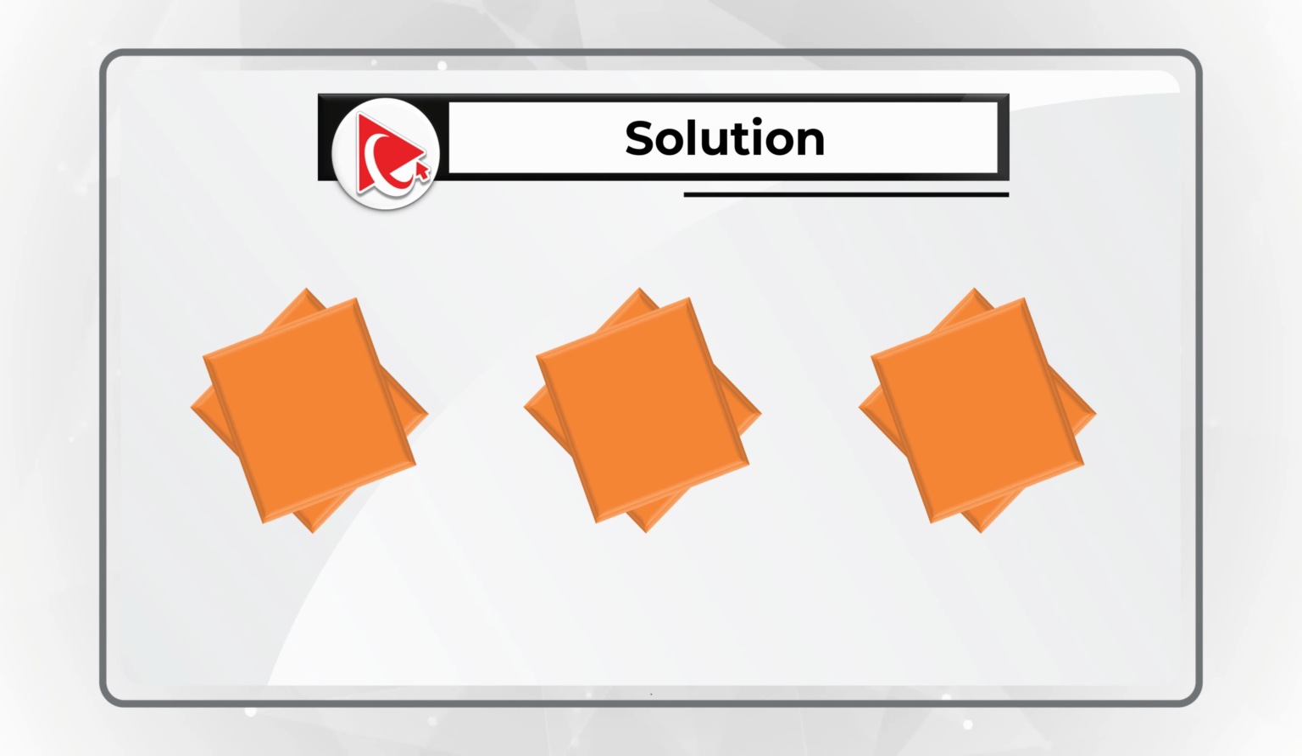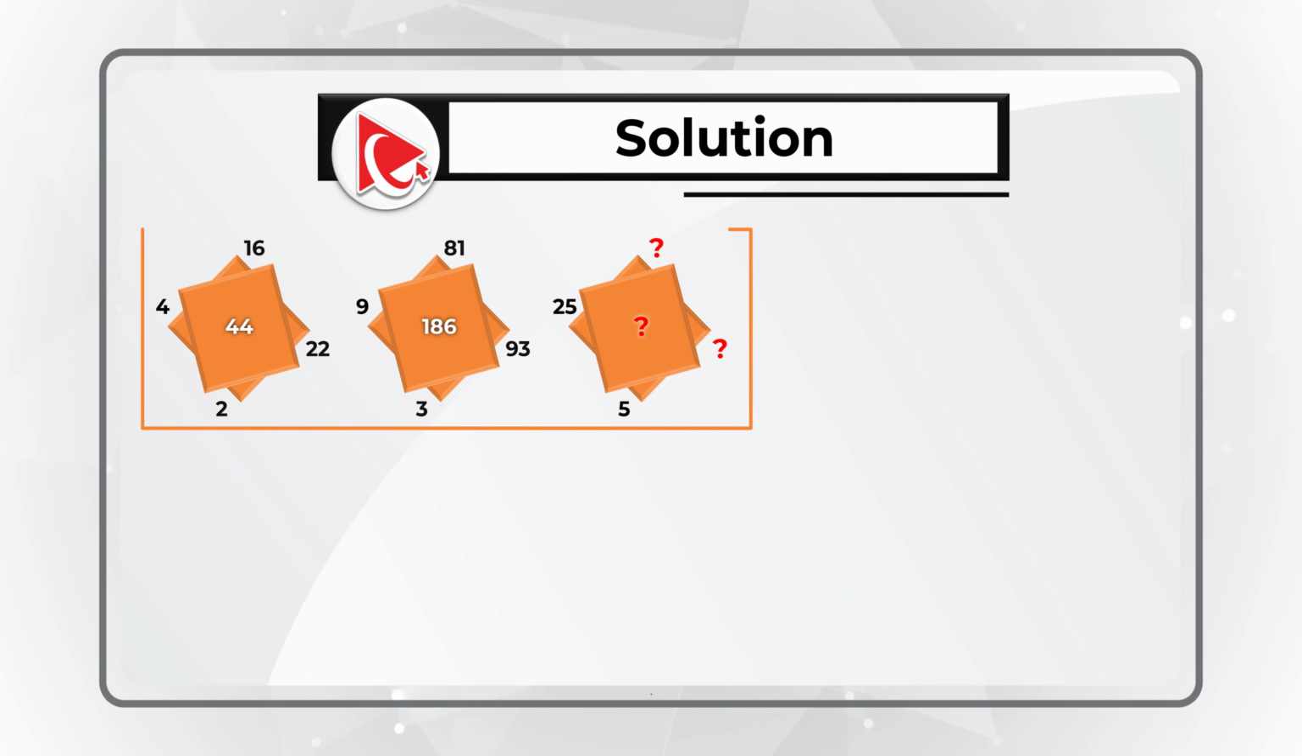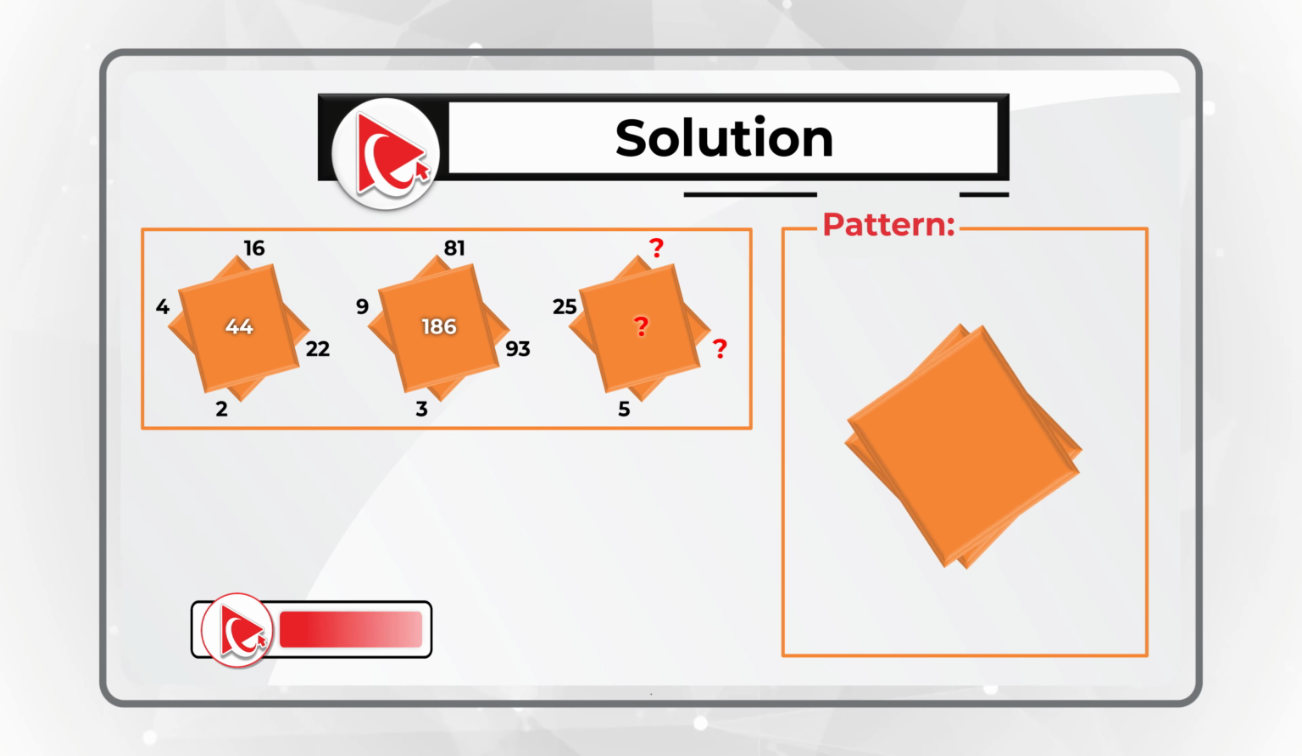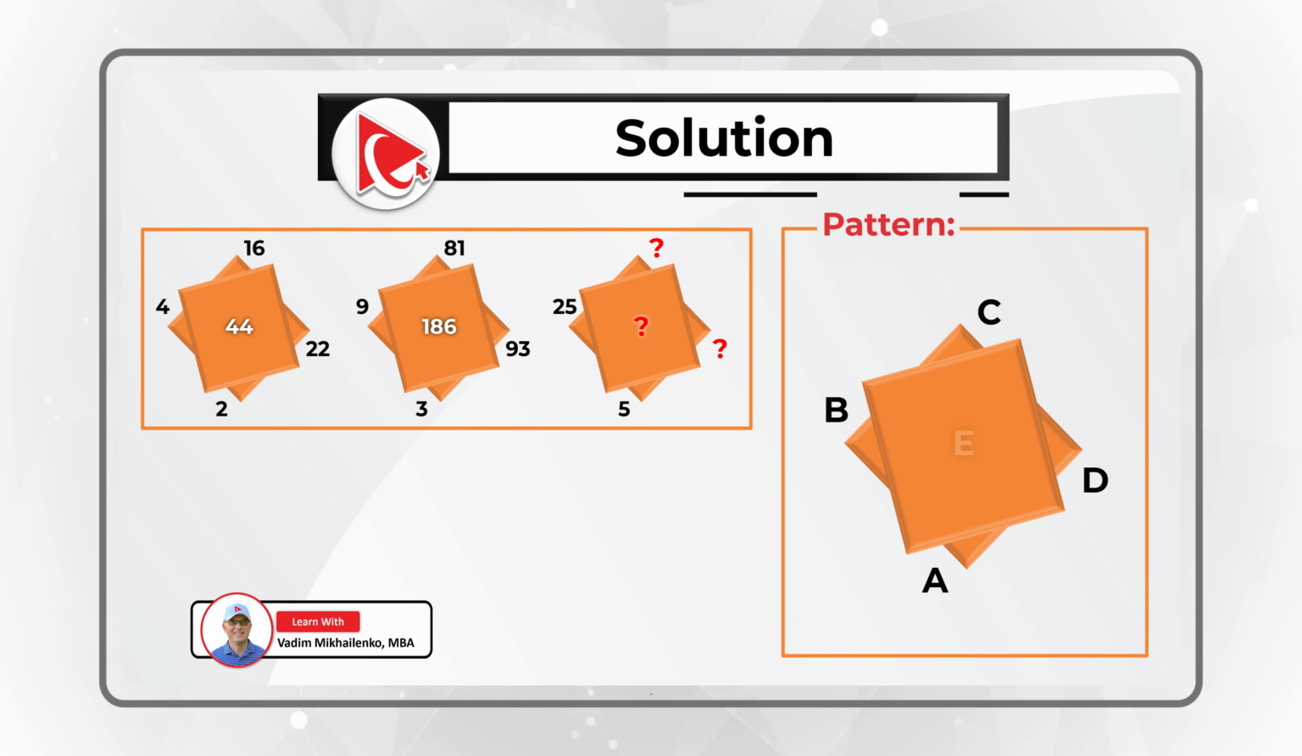Nothing new here with this question, and my advice to you as usual, always look for patterns. Let's look at the patterns here. If we number the corners of the diamonds as well as the middle with the letters of the English alphabet, A, B, C, D, and E, we can build a pattern.